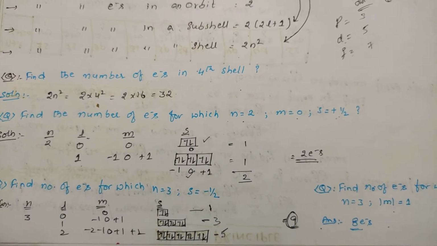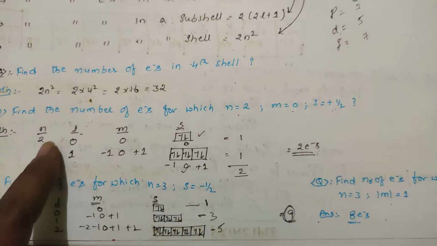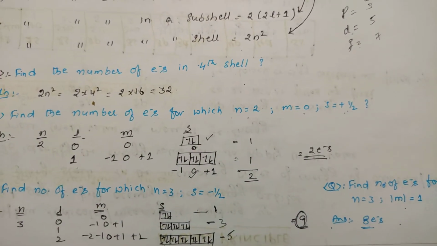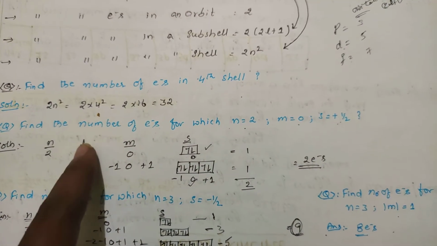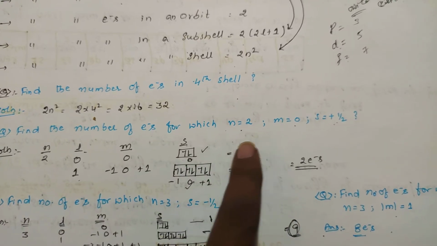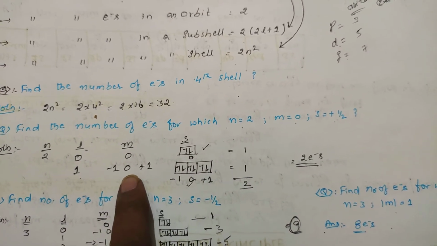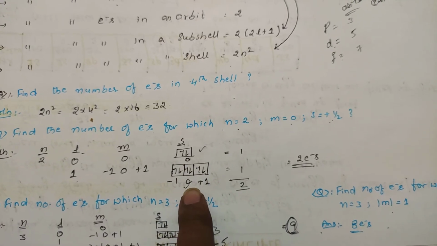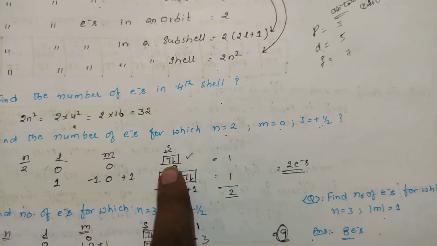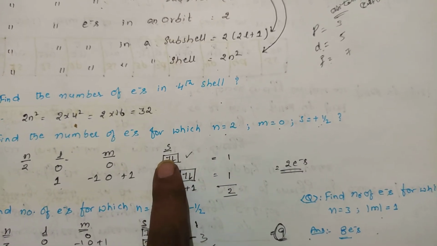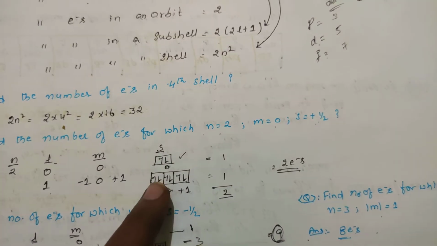Find the number of electrons for which n is equal to 2, m is equal to 0 and s is equal to plus half. What is he saying? N, L, M, S. He is saying n should be 2. Okay, n is 2. You will be having 2s and 2p. M should be 0. Here 0 is there, for s it is 0. Here 0 means only here it is 0. So here 2 electrons, here 2 electrons. Okay, totally 4. But he is asking only plus half. So in this 1 is plus half, 1 is minus half, 1 is plus half, 1 is minus half. So from here you will be getting 1 electron, here 1 electron. So totally 2 electrons. I hope that you have understood.